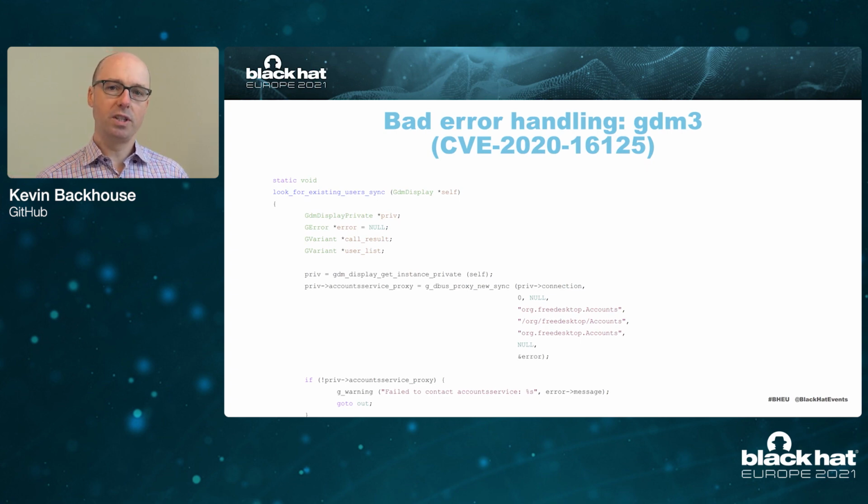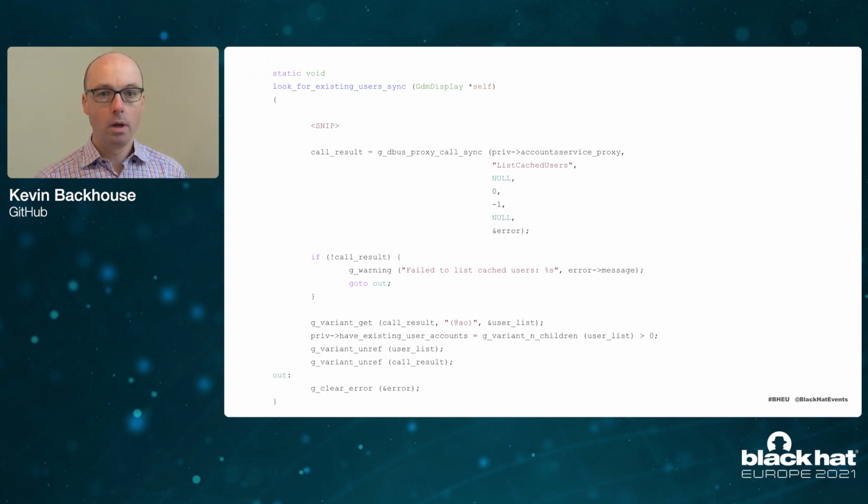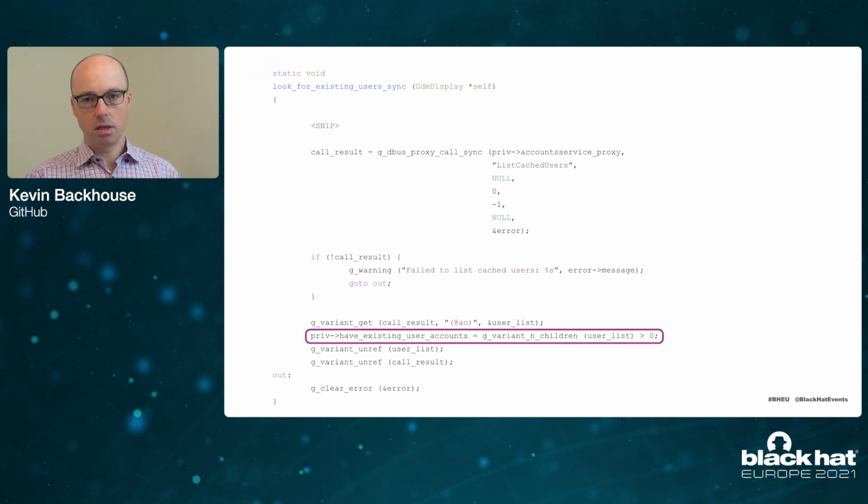Now, this is the first of those more serious error handling bugs. It's in GDM3, which is part of the GNOME graphical environment. Let me make that a bit bigger. So what's happening here is that GDM3 is asking the account service how many user accounts there are on the system. And the reason it's doing that is because if there are 0 user accounts, then that means that this is a first-time installation. And it's going to trigger GNOME initial setup, which is going to allow you to create a new account with admin privileges.